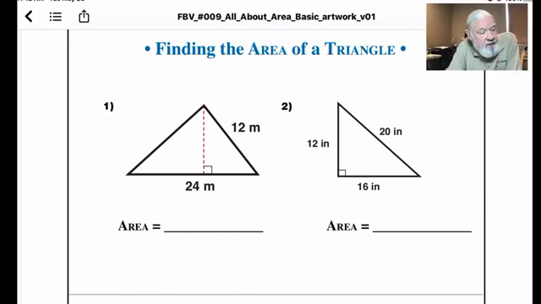So we could multiply 24 times 12 and then divide the answer by 2, but that's more work, I think, than we really need to do, because if you notice, 24, we can split that in half very easily, and that's 12, and hopefully you know your times tables and know that 12 times 12 is 144. So the area, in fact, let me do that on the whiteboard here.